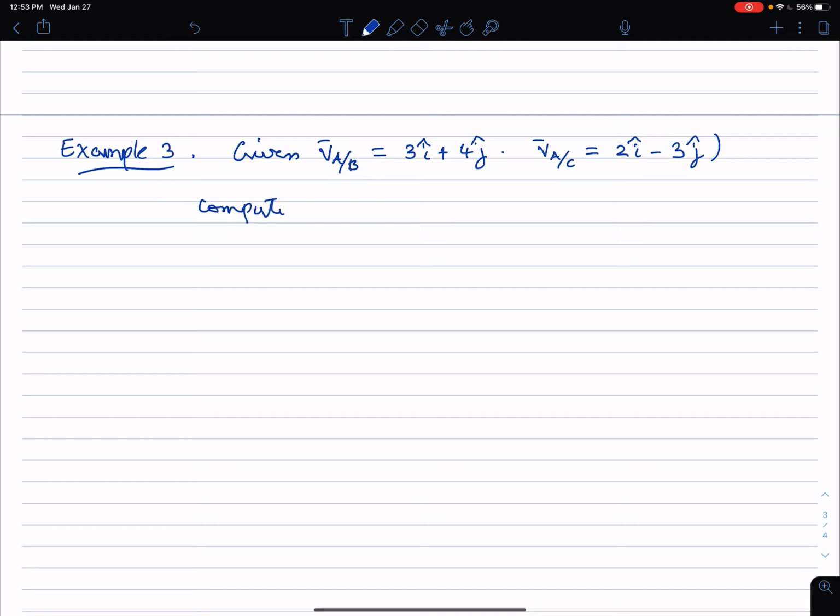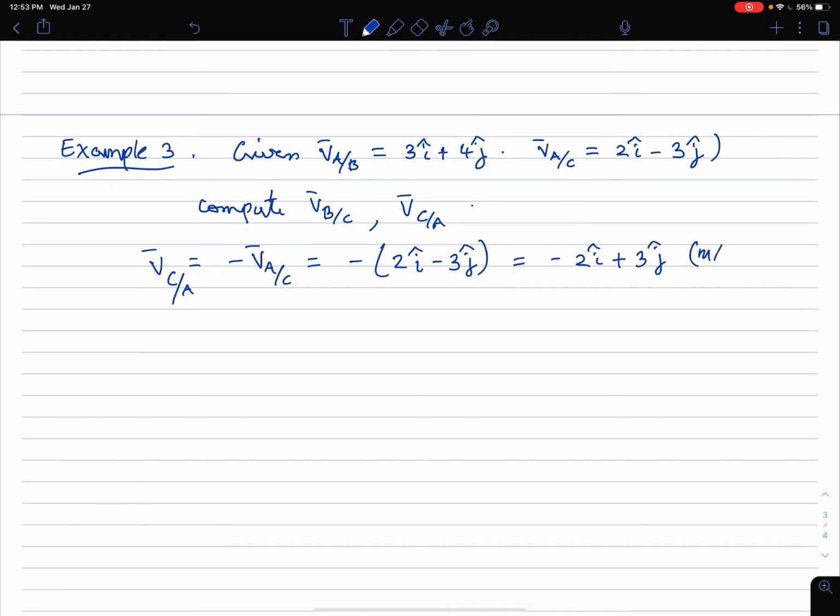to compute, say, let's say VB with respect to C, VC with respect to A, okay? So what are these things? Well, VC with respect to A, maybe we can do that first. That's just going to be the negative of VA with respect to C. So let's do that. Minus of 2i minus 3j. So that gives us 2i plus 3j meters per second, okay?